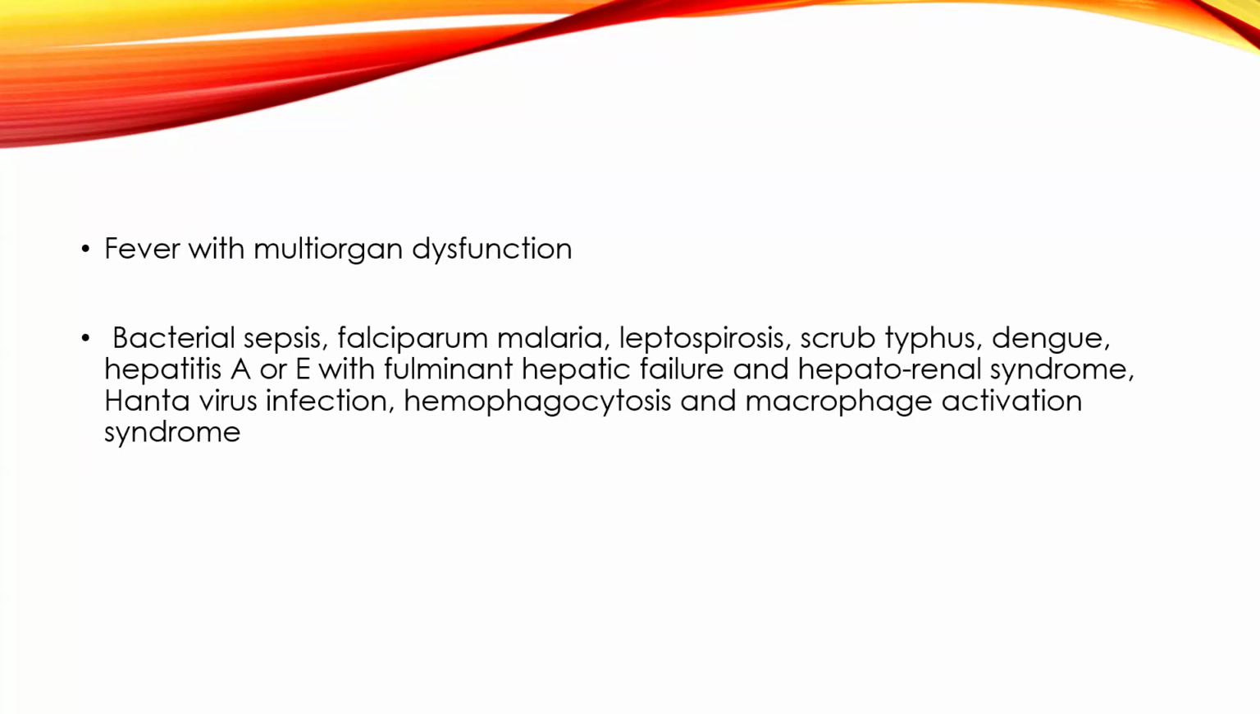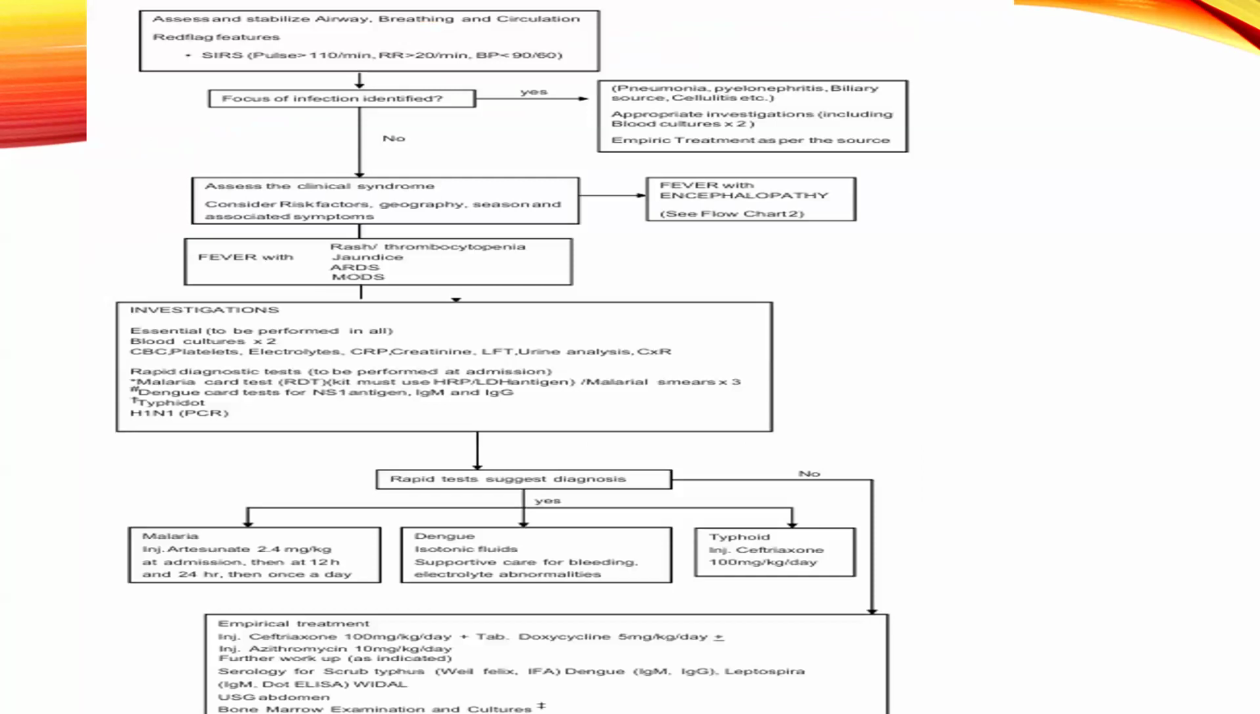Fever with multi-organ dysfunction is seen in bacterial sepsis, falciparum malaria, leptospirosis, scrub typhus, dengue, hepatitis A and E with fulminant hepatic failure and hepatorenal syndrome, hantavirus infection, hemophagocytosis, and macrophage activation syndrome. So this is the algorithm for the approach to tropical infection.